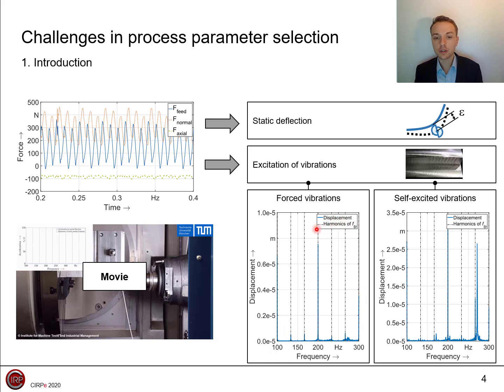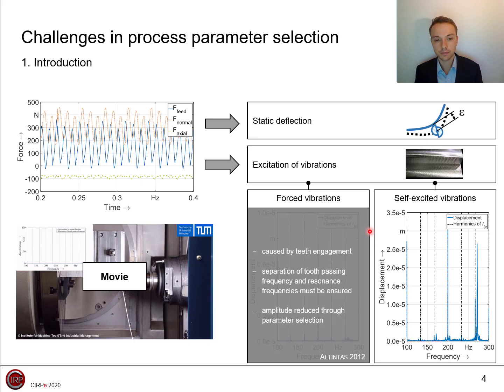To avoid large form errors due to the forced vibrations, it should be ensured that the tooth engagement does not match resonance frequencies of the machine tool or the workpiece. The amplitude of these vibrations can therefore be reduced by a careful choice of process parameters.